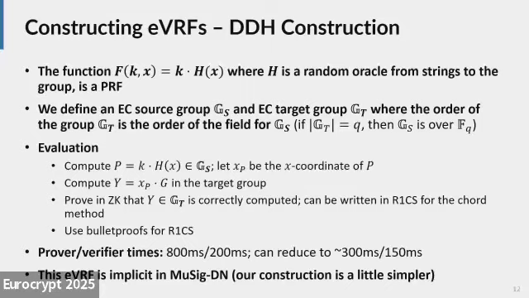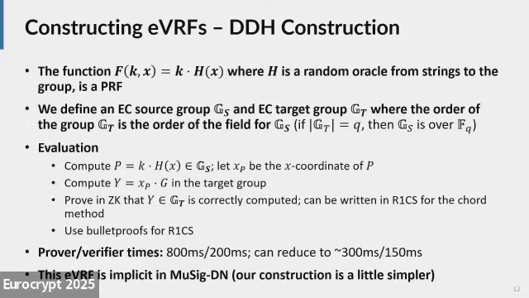So how do we do it? You compute P, which is k times h of x. You take the x coordinate of the result. You then multiply that by g in the target group. So I'm now in a different group. And now I just need to prove in zero knowledge that everything is correct. Okay, that's the big question. How do I prove in zero knowledge that this is correct?